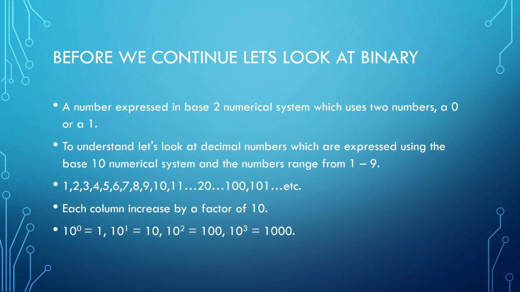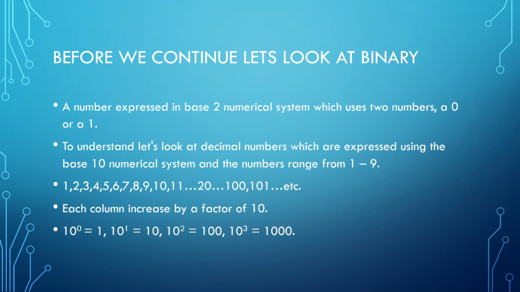So if you think about it, we have 1, 2, 3, 4, 5, 6, 7, 8, 9, and then we have to introduce a new column, which is going to be a 10. So a 10, if you think about the number 10, it's made up of a 1 on the left, a 0 on the right. Then we have 11, 12, 13, 14, all the way up to 99. Then we have to move over one more column, and then we have a 100. Now, it's important to realize that each column actually increases by a power of 10, by a factor of 10. So as an example, 10 to the power of 0 is 1, 10 to the power of 1 is 10, 10 to the power of 2 is 100, 10 to the power of 3 is 1000.